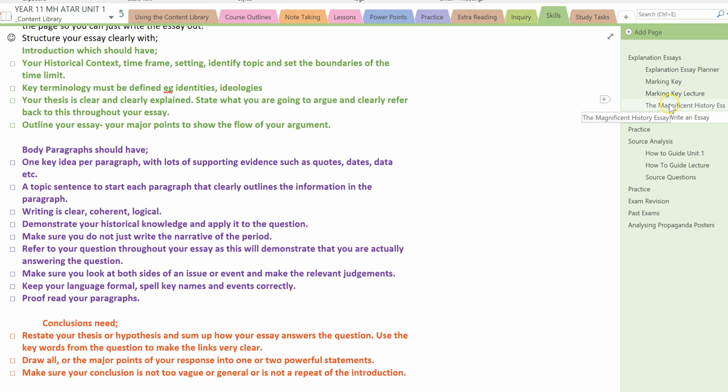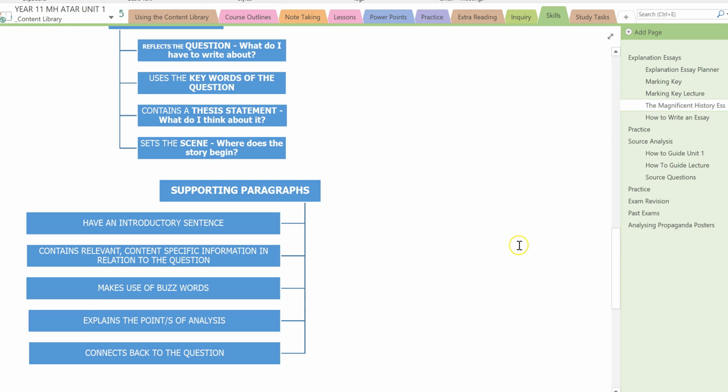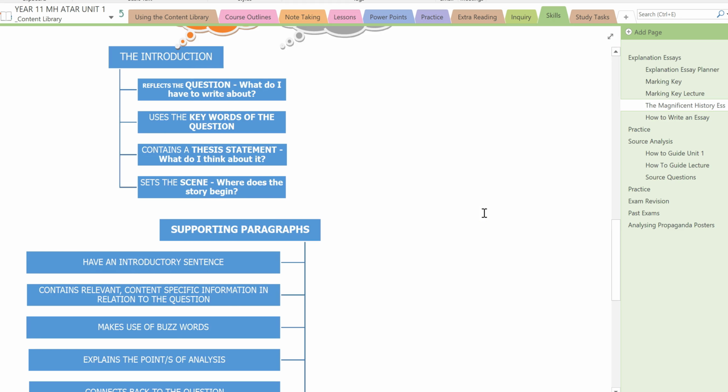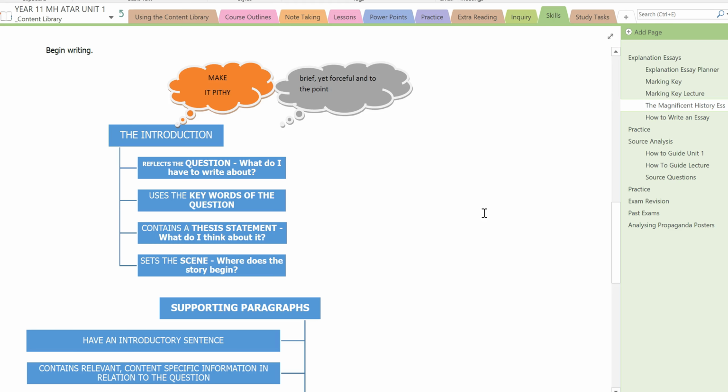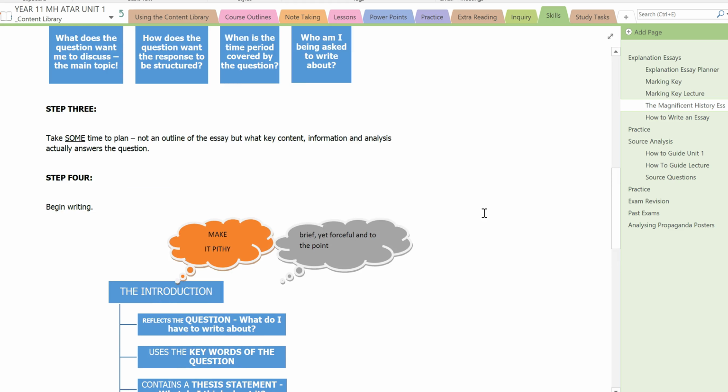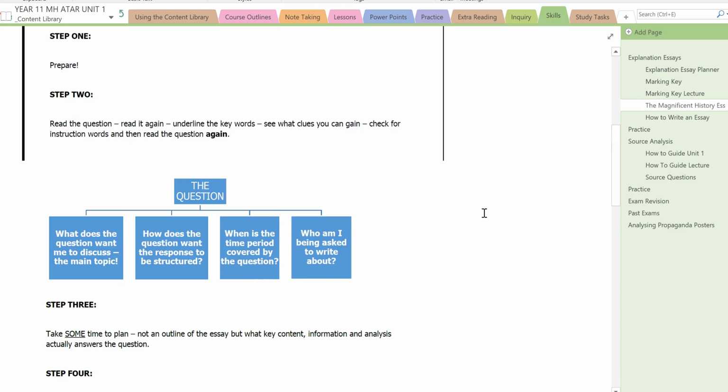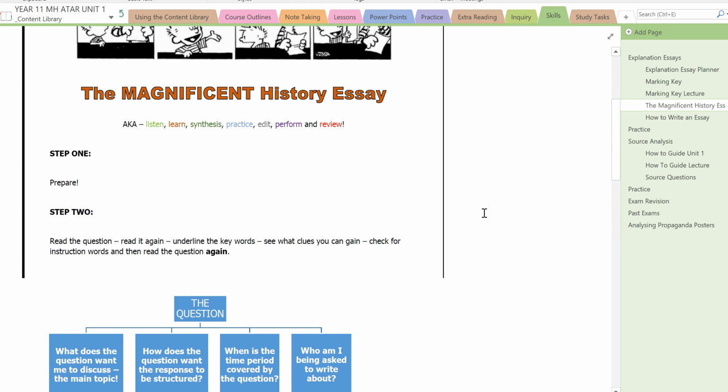I've also got another one here that was from a Year 12 revision called the Magnificent History Essay. So it's just another way you can have a look. So basically, just going straight up here, the Magnificent History Essay. All right, step 1, prepare.